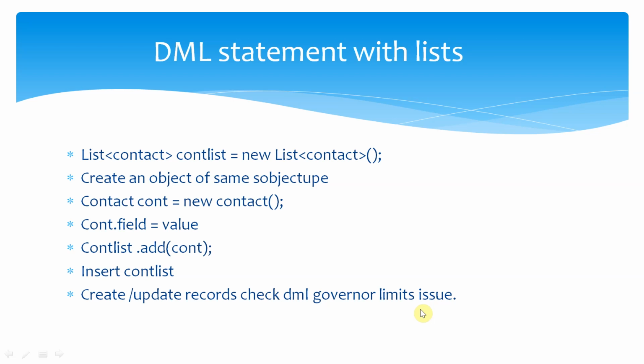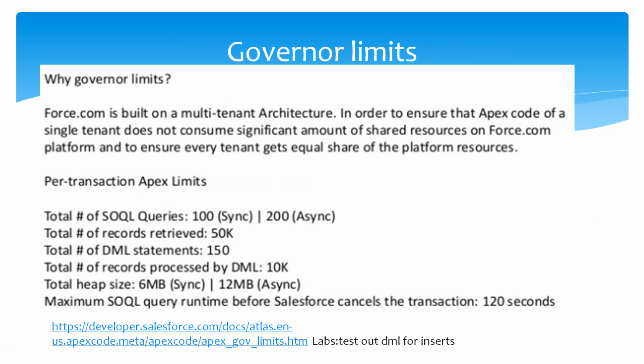So now we have seen the DML, how to do a DML insert, update and delete. But what we have to see next is how to work with the concept of governor limits. So in Salesforce, every transaction is limited to around 100 SOQL queries.